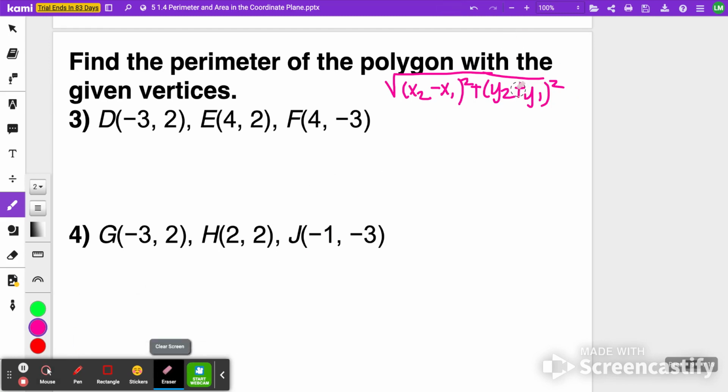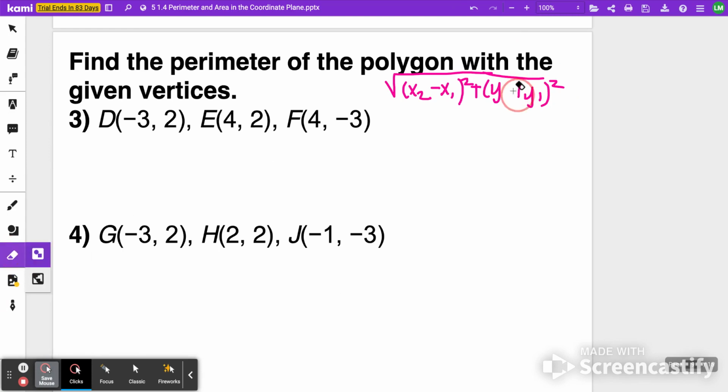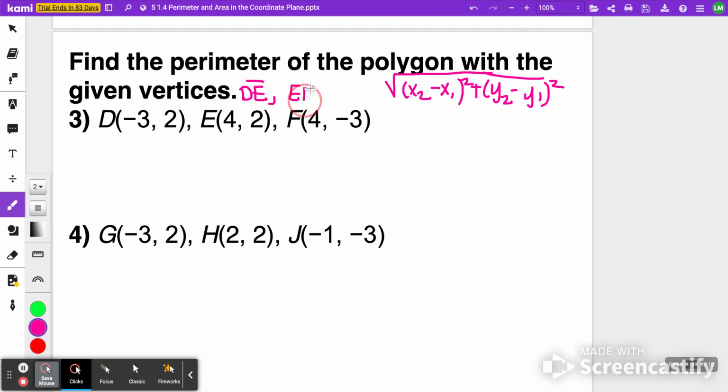And what I would like for you to do is go ahead and try your first 3 examples with your papers. So right here we have number 3, find the perimeter of the polygon with the given vertices. How you can do that is find the distance of DE, the distance of EF, and then the distance of DF.